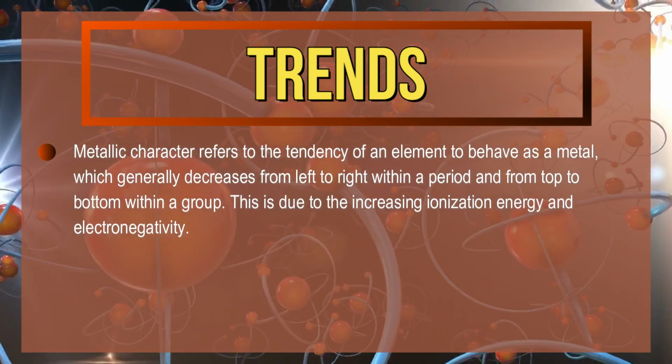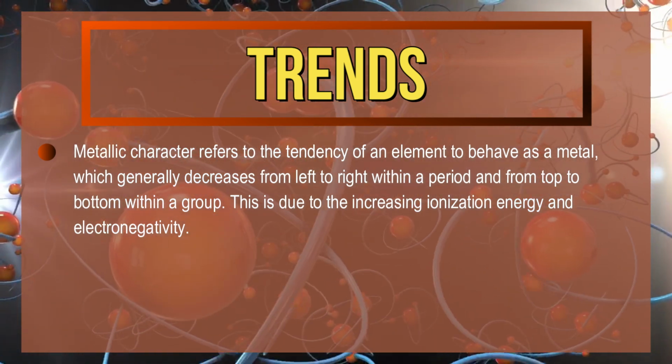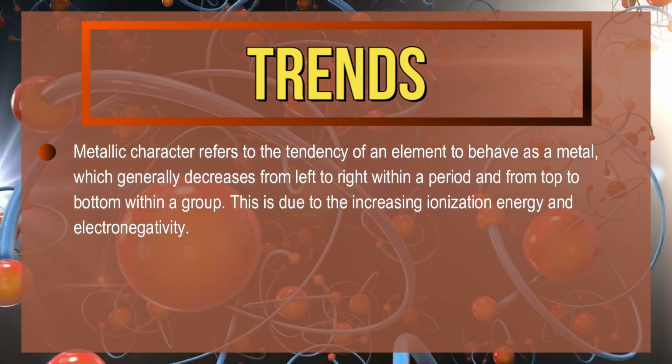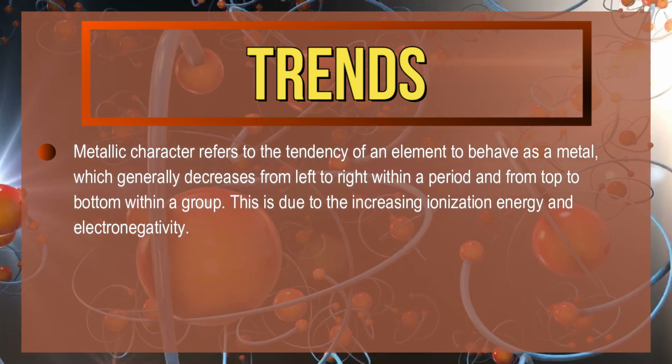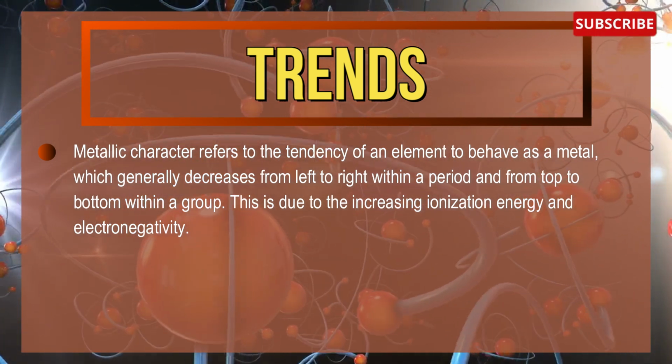Metallic character refers to the tendency of an element to behave as a metal, which generally decreases from left to right within a period and from top to bottom within a group. This is due to the increasing ionization energy and electronegativity.